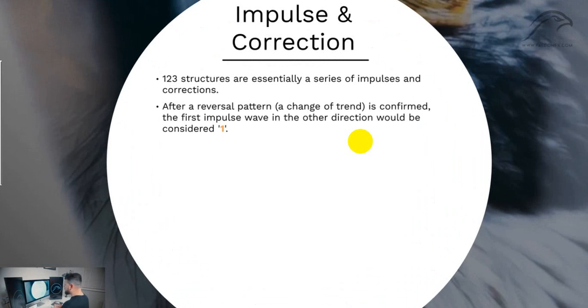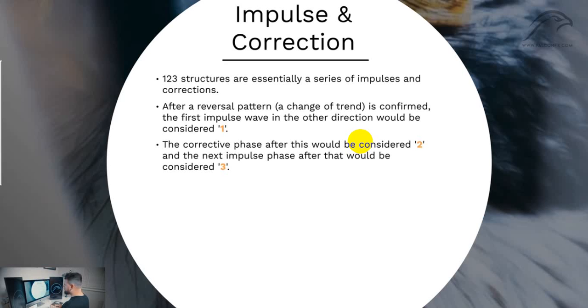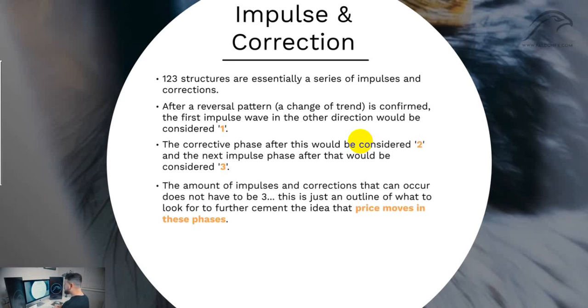After a reversal pattern, a change in trend is confirmed. The first impulse wave in the other direction would be considered number 1. The corrective phase after this would be considered number 2. And then the next impulsive phase would be considered number 3. So as you can see, 1, 2, 3 wave structures. The amount of impulse and corrections that can occur does not have to be three.